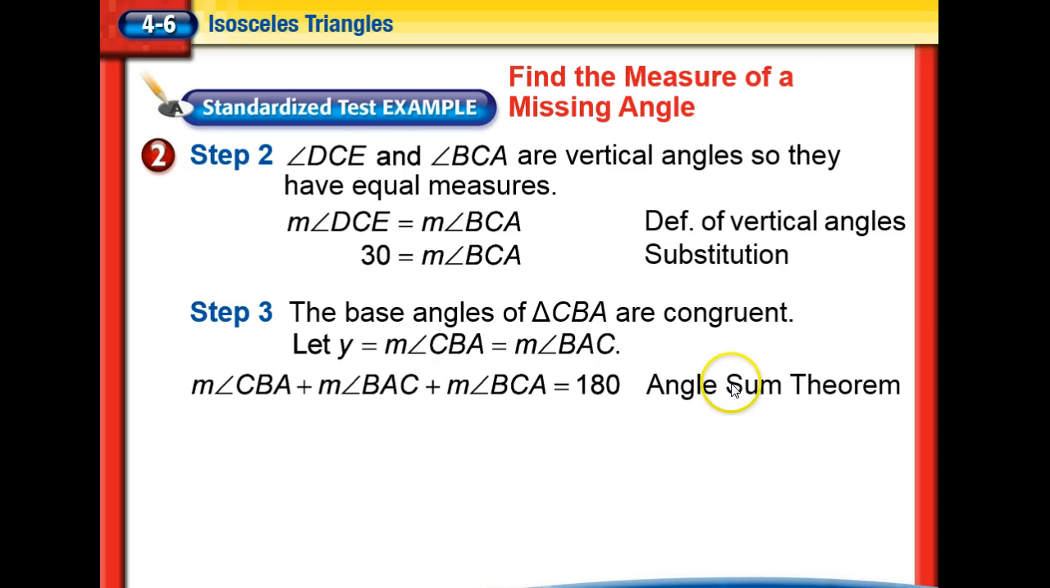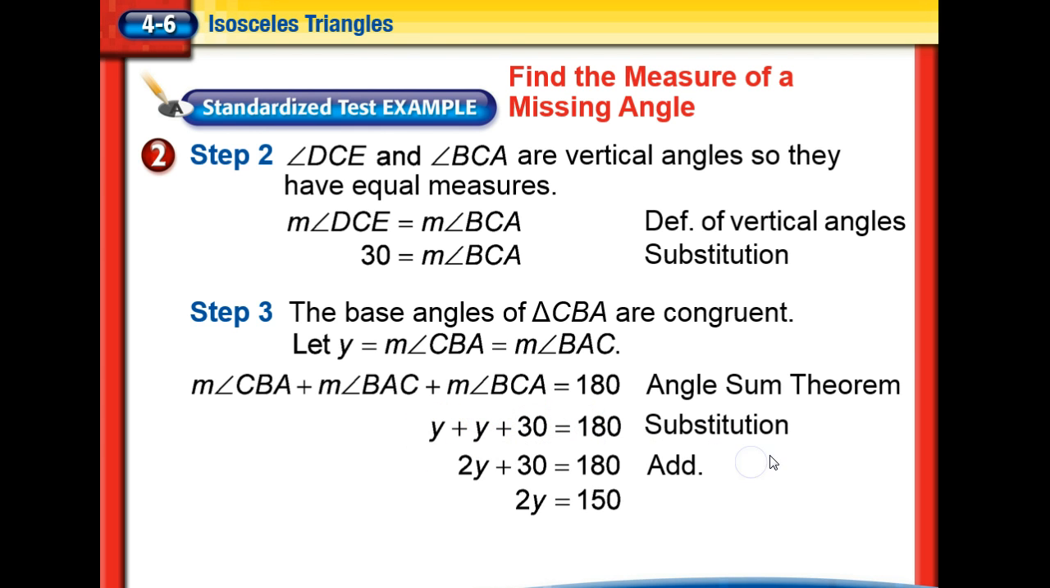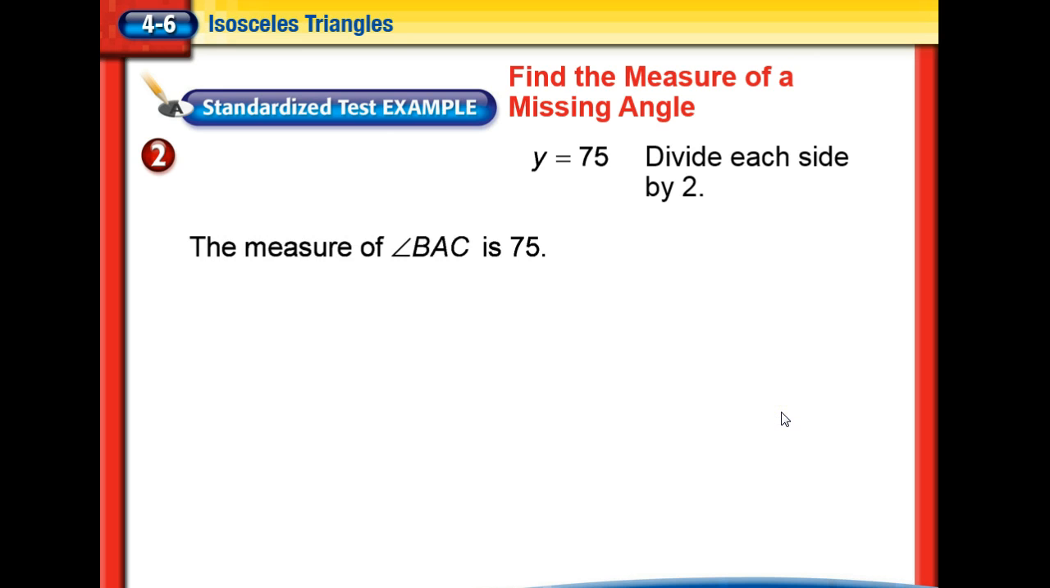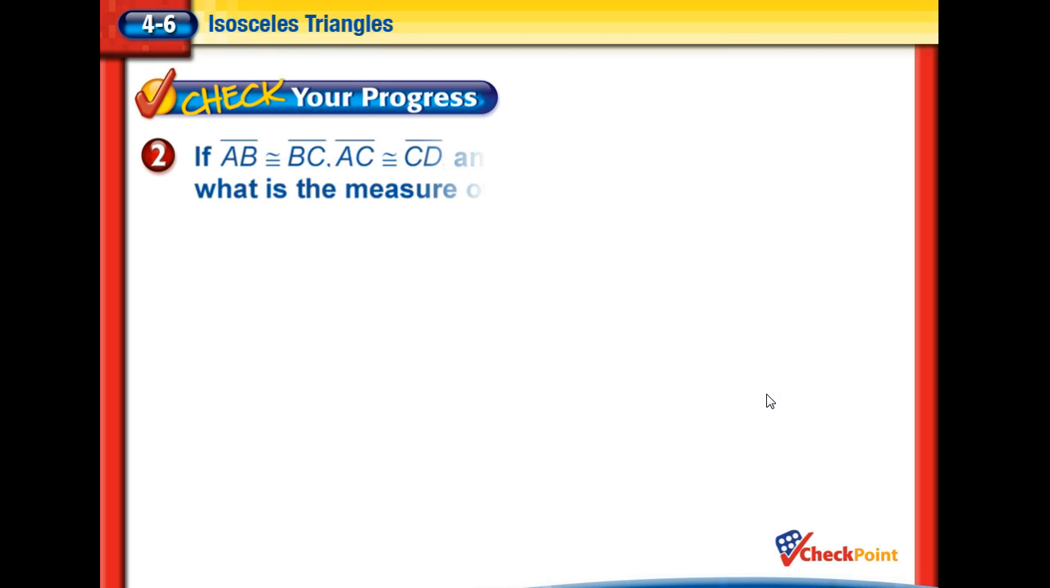So again, all three of those angles added up should equal 180. So we have the base angles plus the vertex angle, 180. Subtract, we get that 2y, or the two base angles, is 150. Divide by 2, and we get 75. I think this slide makes it look a whole lot harder than what it is, just because they write out so much for each step.